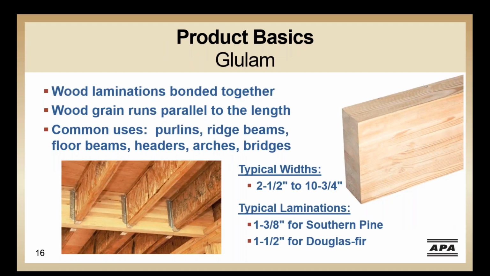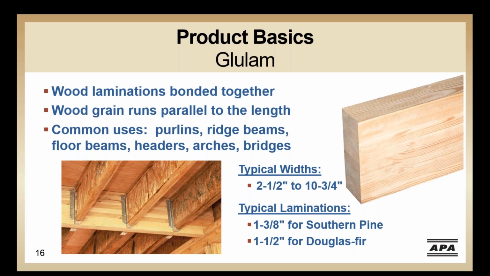As I mentioned, structural composite lumber is proprietary, where the design properties are maintained and published by the manufacturer of these materials. Glulam is a little different in that glulam design properties are consistent across manufacturers, and they're produced in accordance with the ANSI A190.1 standard. Glulam consists of wood laminations bonded together with the wood grain running parallel to the length of the member to align these plies in a manner to achieve the greatest strength for the product.